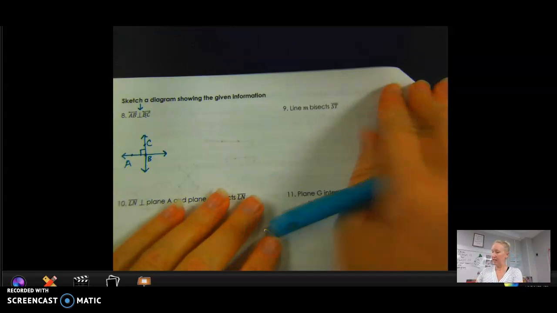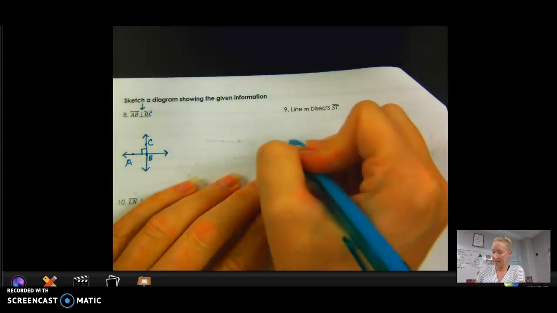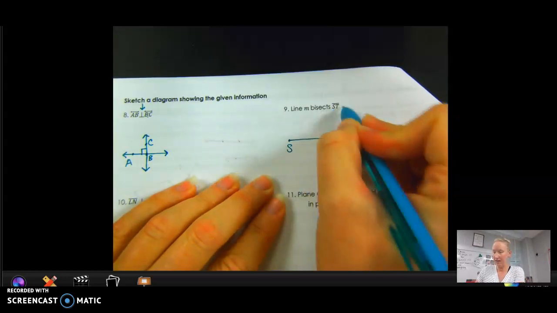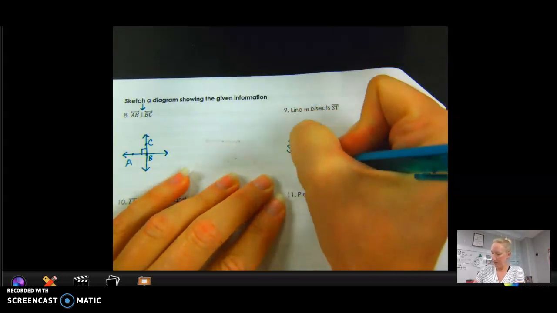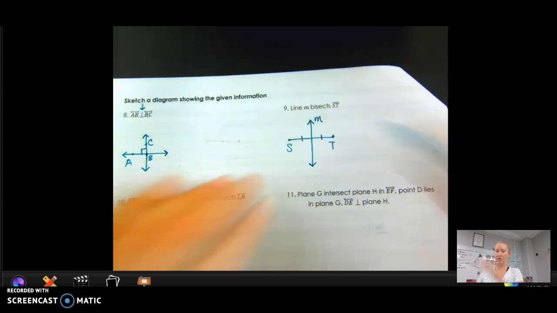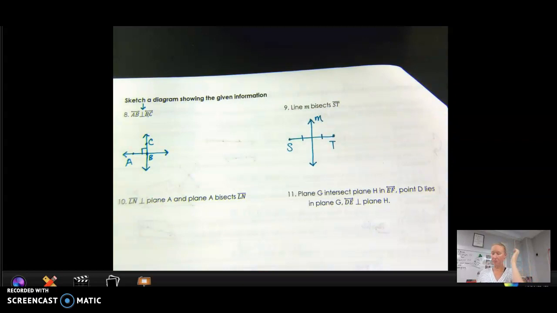Okay. 9, 10, and 11. Line M bisects segment ST. I know that's a segment ST because it doesn't have the line. Line M bisects this. So that means that this is congruent to this. So I have to show that it's congruent by putting those little markings.